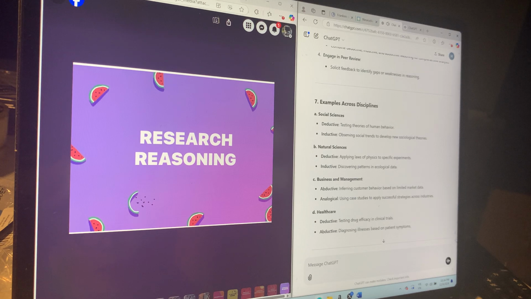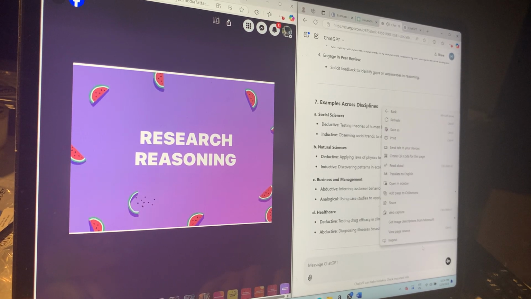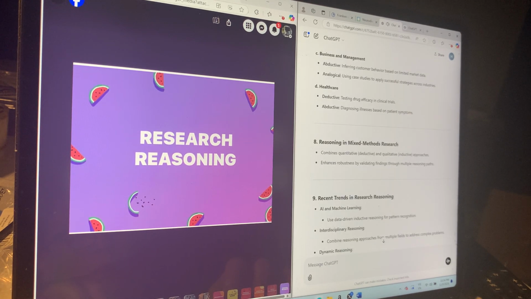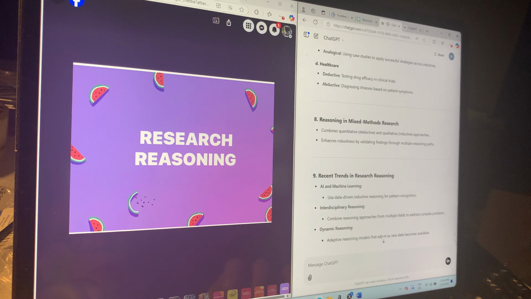C. Business and management. Abductive, inferring customer behavior based on limited market data. Analogical, using case studies to apply successful strategies across industries. D. Healthcare. Deductive, testing drug efficacy in clinical trials. Abductive, diagnosing illnesses based on patient symptoms.